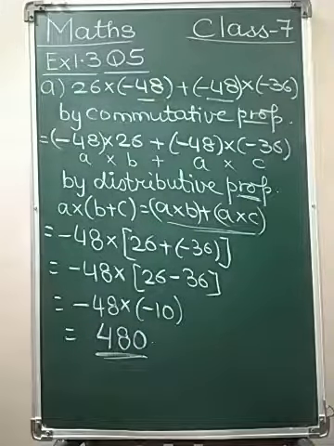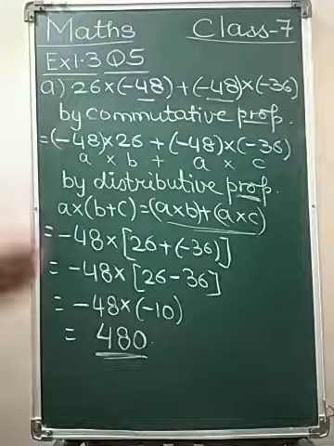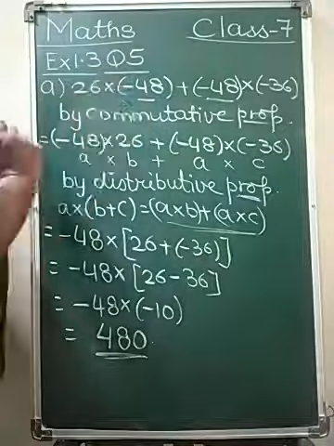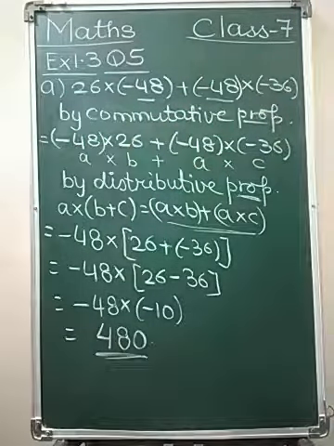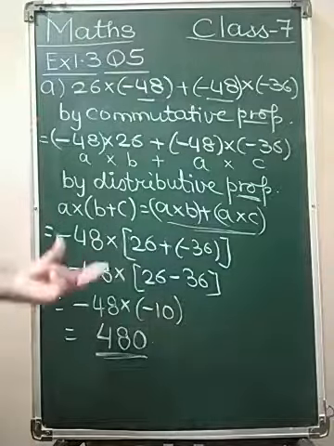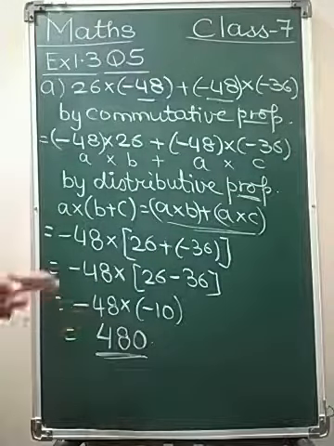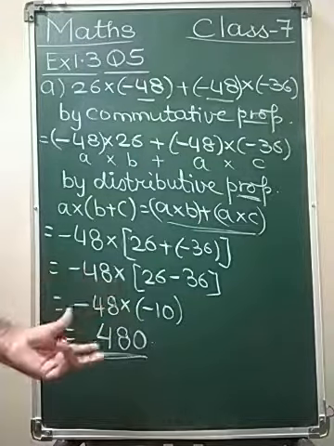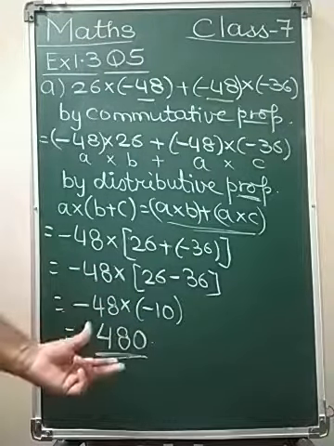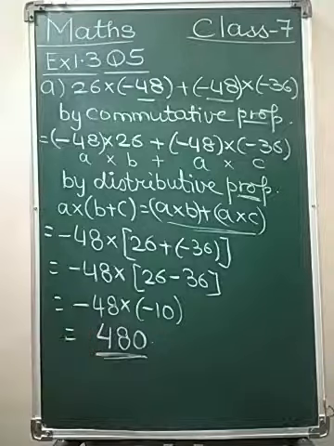See, if you were multiplying these two and taking out the answer, then 48 into 36, taking out the answer. Instead of that, if you are going with the properties, our simplification has become very easy. We have simplified it to a form where we easily find out the answer. So this is how the first question is solved.